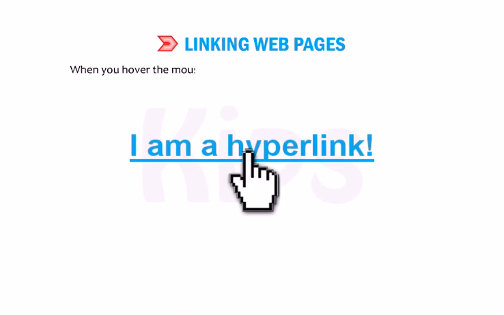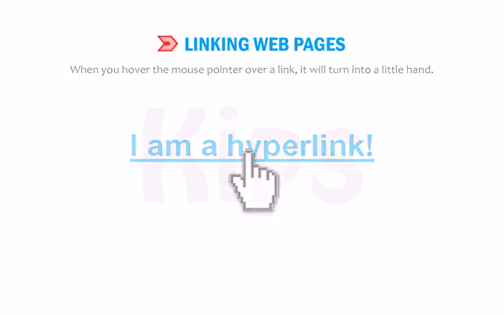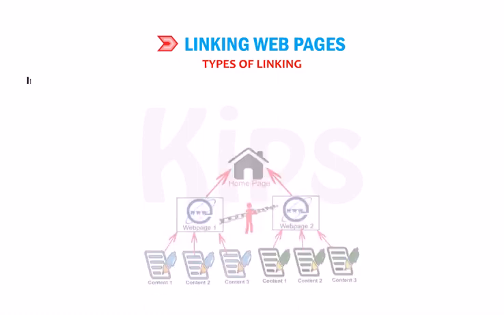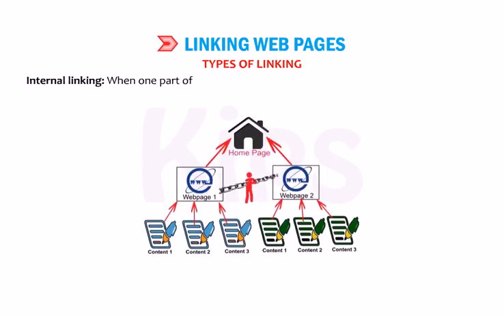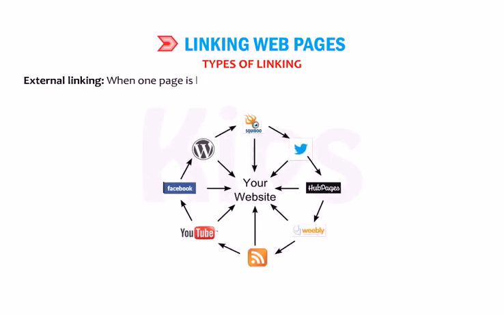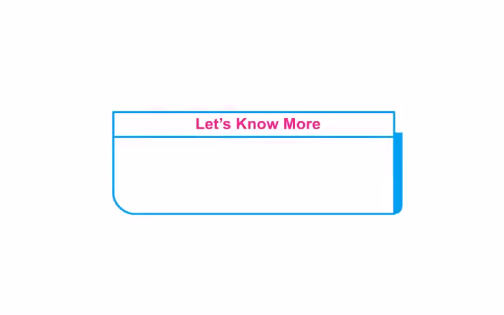When you hover the mouse pointer over a link, it will turn into a little hand. Types of linking: internal linking, external linking. Internal linking: when one part of a web page is linked to another section on the same page, it is called internal linking. External linking: when one page is linked to another web page or website, it is called external linking.